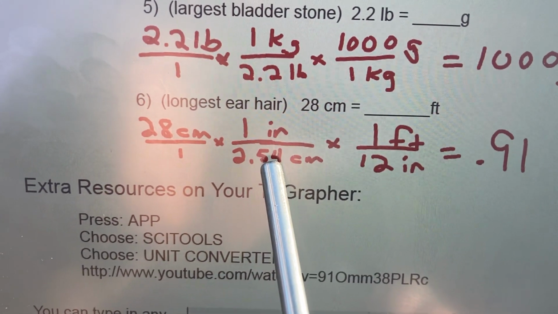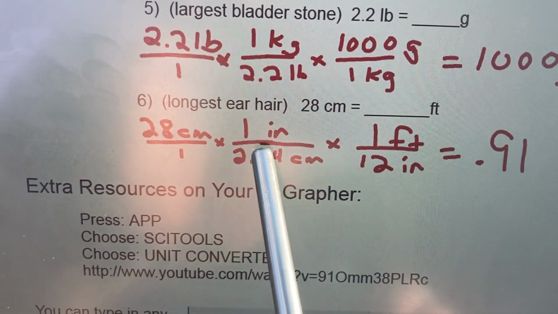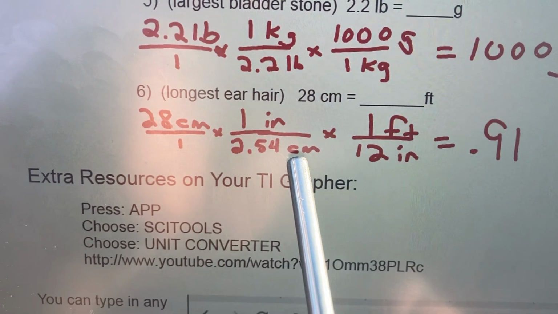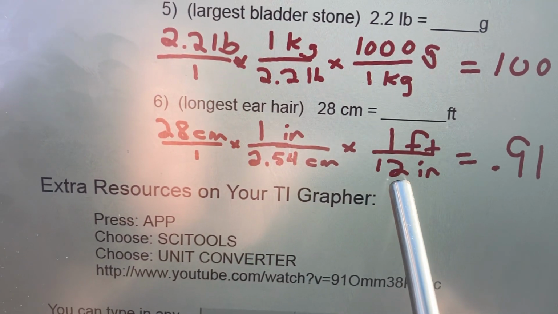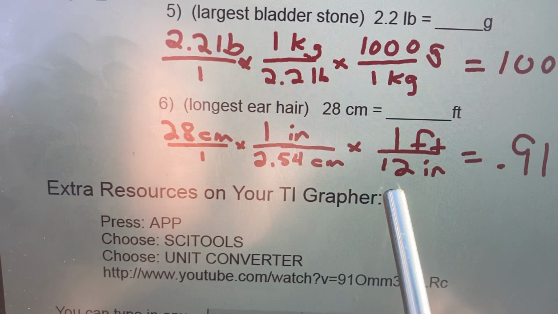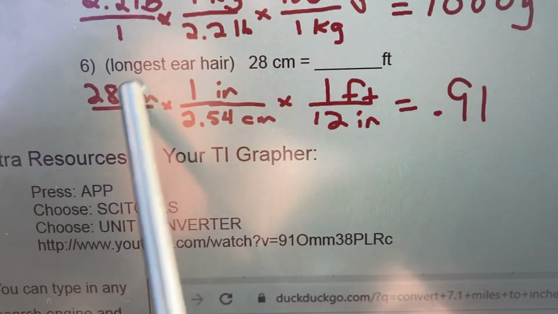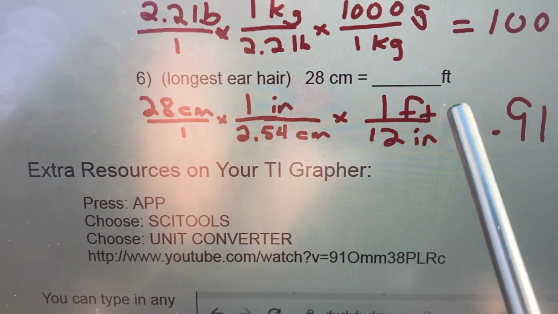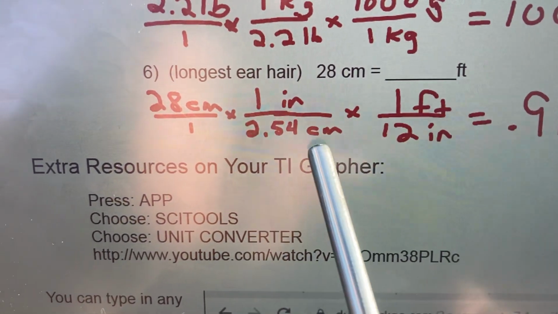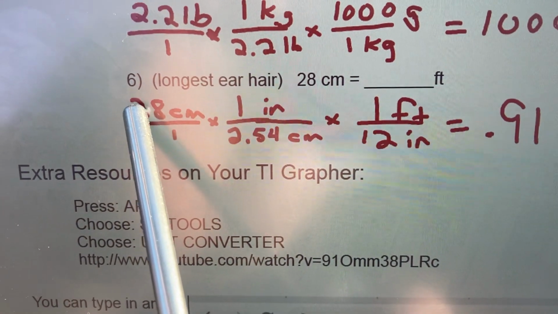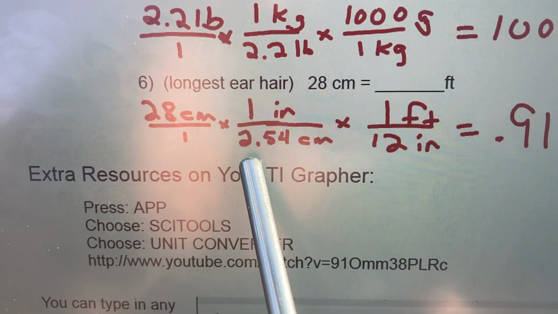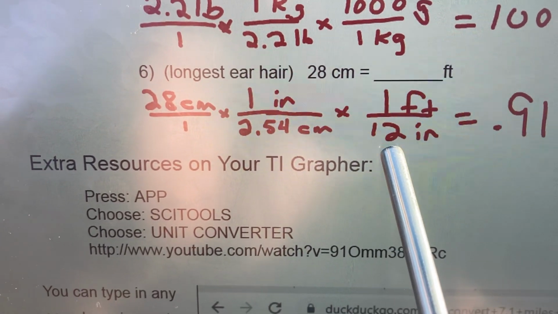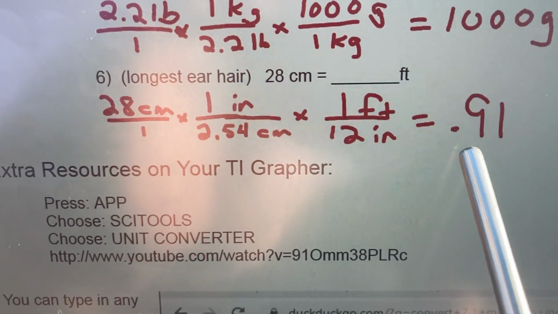So from that previous page, I could see that 1 inch is the same thing as 2.54 centimeters. And I know that 1 foot is 12 inches. So the centimeters are going to be canceling out, and the inches are going to be canceling out, leaving feet. When I do this on my calculator, I'm going to do 28 divide by 2.54, and then I'm going to divide by again 12, and I get 0.91.